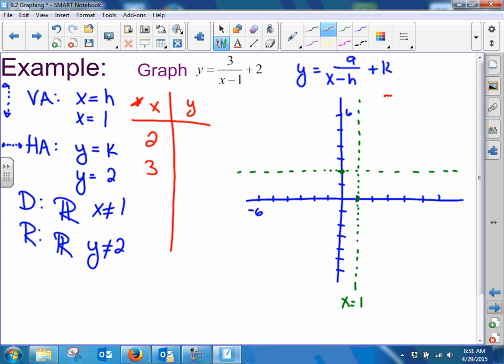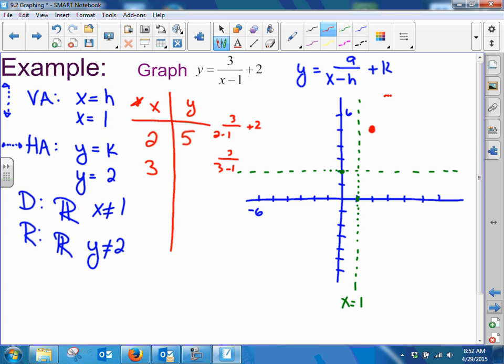Those are easy numbers. All right, so then I'm going to plug those in. 3 divided by 2 minus 1 plus 2. Well, 3 divided by 2 minus 1 is 3. 3 plus 2 is 5. 5, that's an easy number. So 2, and then go up to 5, graph that point.